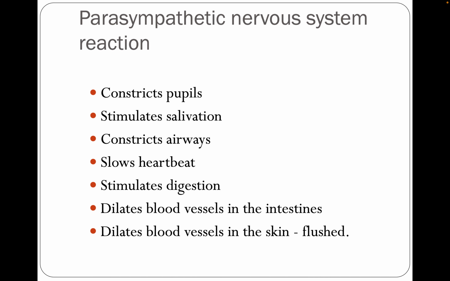The parasympathetic nervous system reverses that whole thing. It constricts your pupils, it stimulates salivation, it constricts airways, it slows your heartbeat, it stimulates digestion, it dilates blood vessels in the intestines, it dilates blood vessels in the skin, causing you to be flushed.